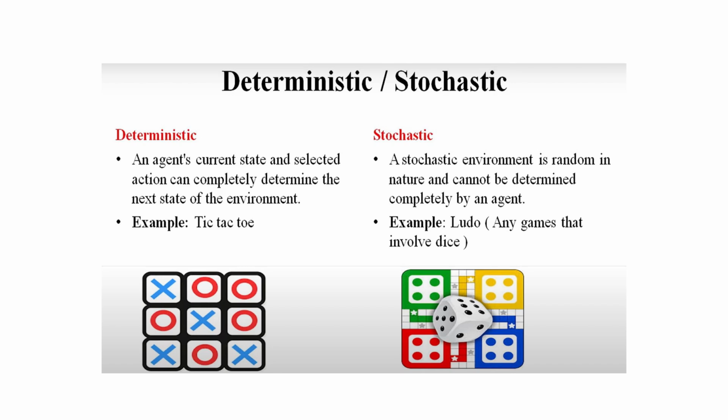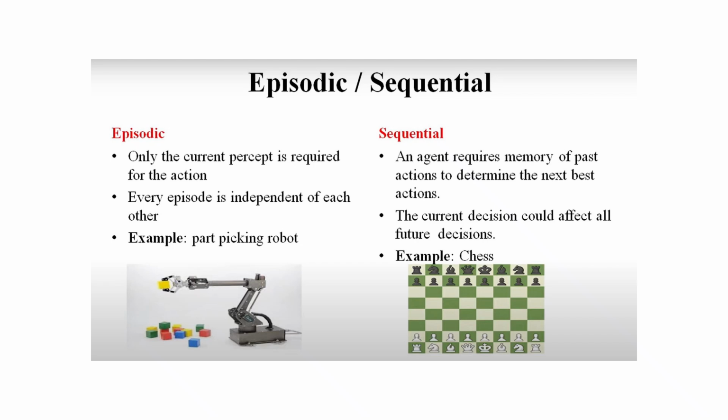Next we can move to episodic and sequential environments. Episodic, we'll see about it. Only the current percept is required for the action.